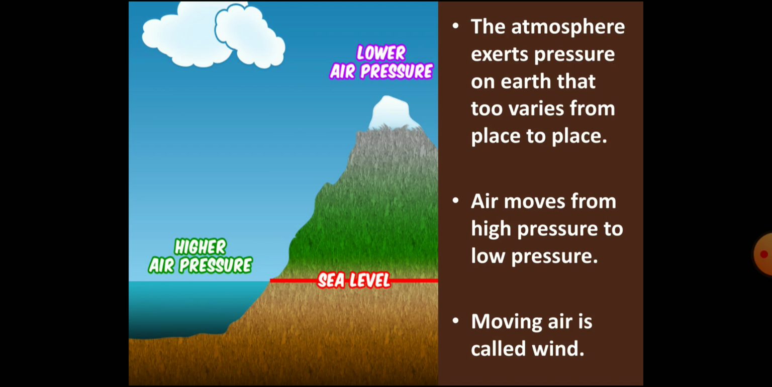The atmosphere exerts or applies pressure on the earth. This pressure varies from place to place, due to which some areas have high pressure and some areas experience low pressure. Air always moves from a high pressure region to a low pressure region. Moving air is called wind.